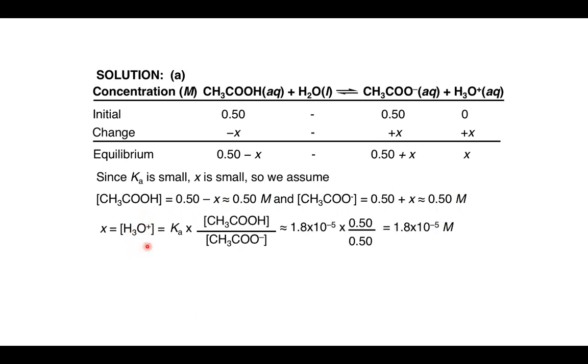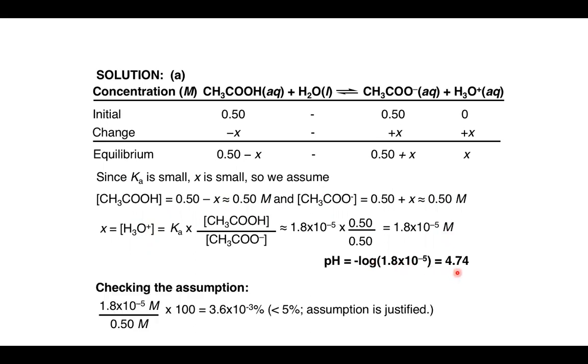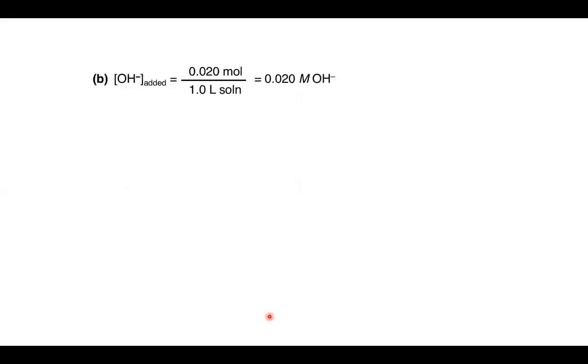And so X is then found to be 1.8 times 10 to the minus 5 moles per liter. And the pH then is equal to 4.74. So check the assumption that less than 5% is dissociated, much less than 5%. It's 3.6 times 10 to the minus 3%. So it's effectively totally undissociated.